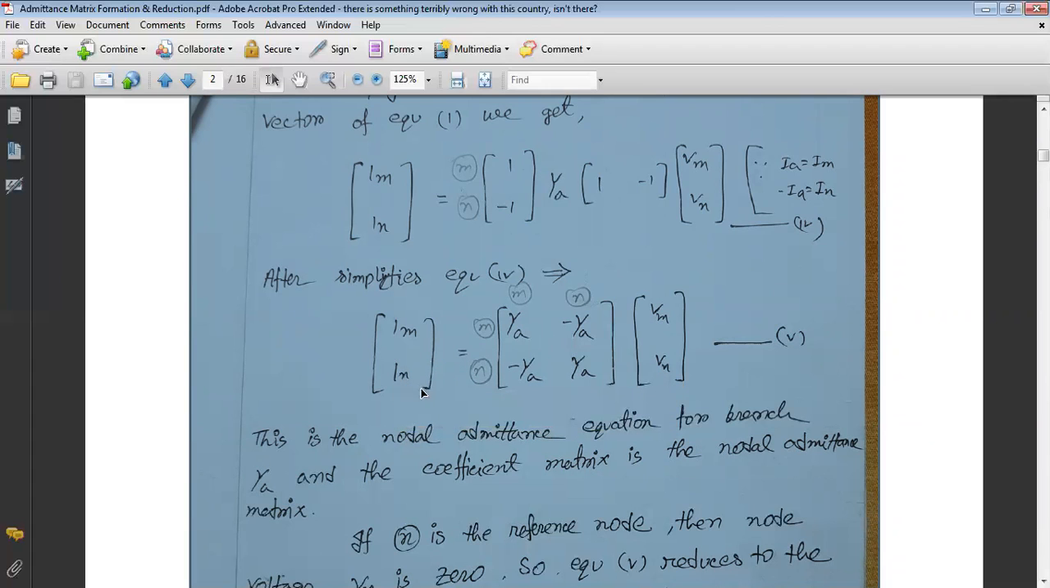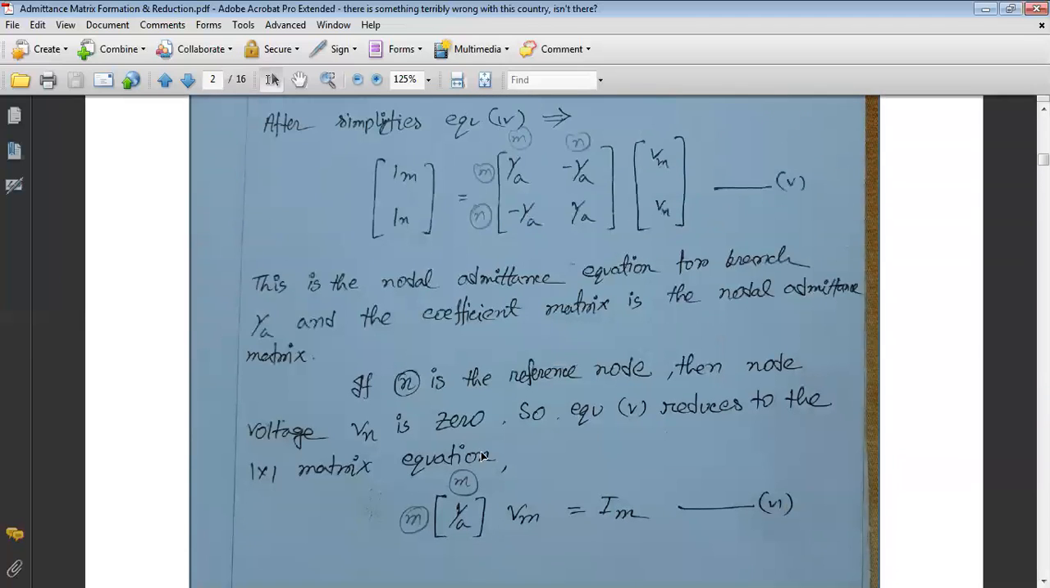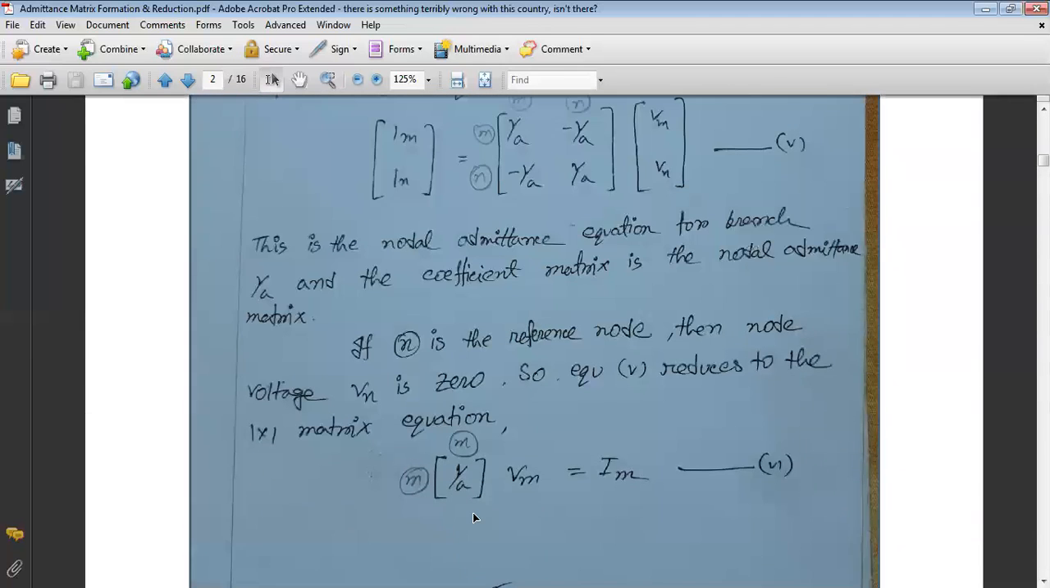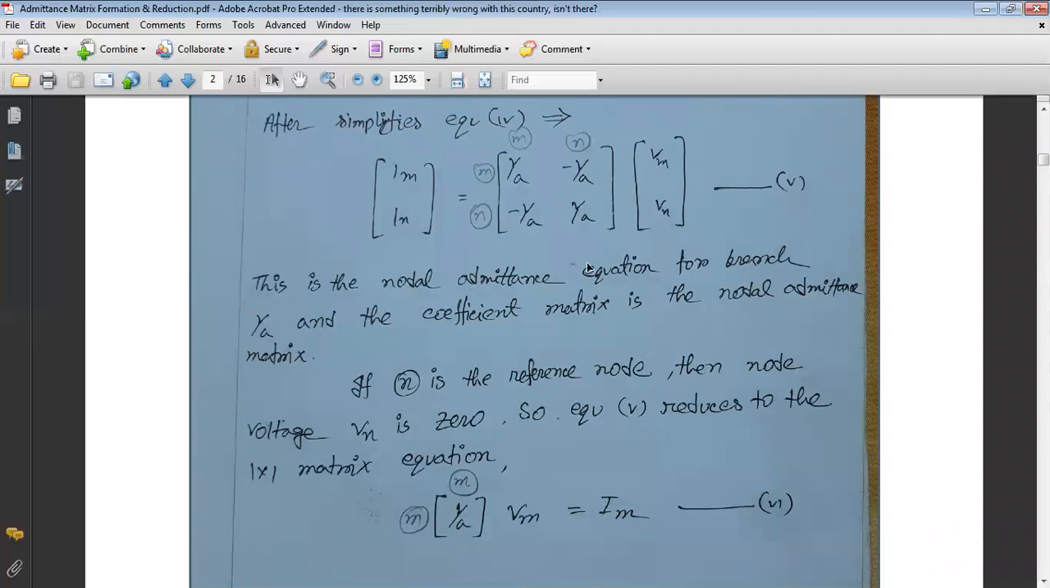So this 2 by 2 matrix is reduced from a 1 by 1 matrix. Finally, the equation should be Im is equal to only one admittance, that is Ya, and only one voltage, that is Vm. If we consider that the N node is the reference node and the voltage of N node is equal to 0, then Vn should be eliminated, and here the current In should be eliminated. So only one bus, or only one equation, should be present, that is Im, and that is equal to the single node voltage Vm with the single admittance Ya.